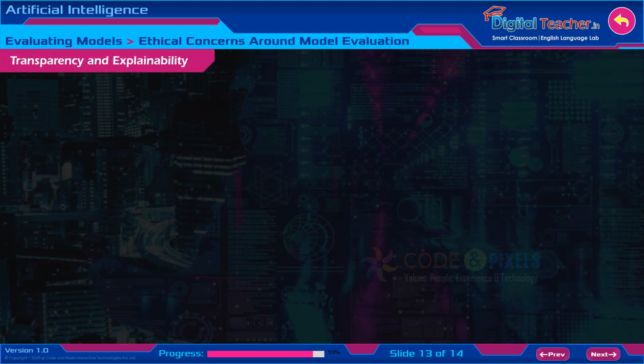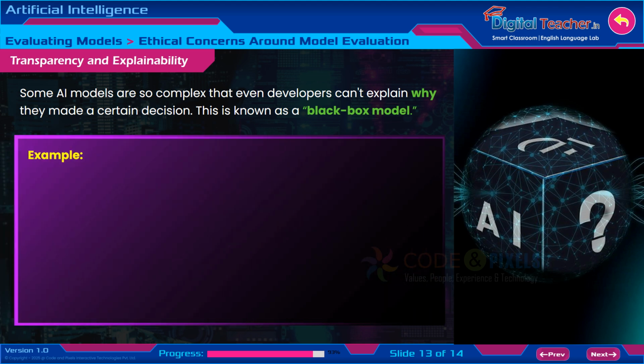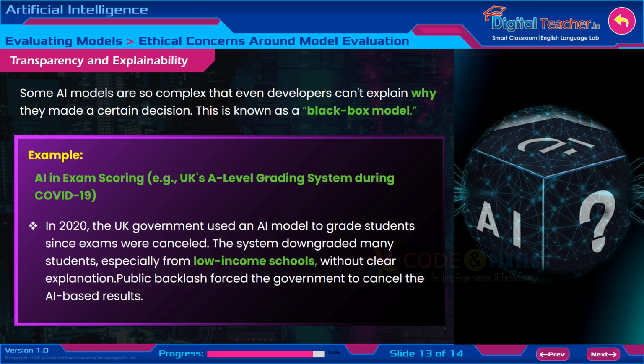Transparency and explainability. Some AI models are so complex that even developers can't explain why they made a certain decision. This is known as a black box model. Example: AI in exam scoring. In 2020, the UK government used an AI model to grade students since exams were cancelled. The system downgraded many students, especially from low-income schools, without clear explanation. Public backlash forced the government to cancel the AI-based results.